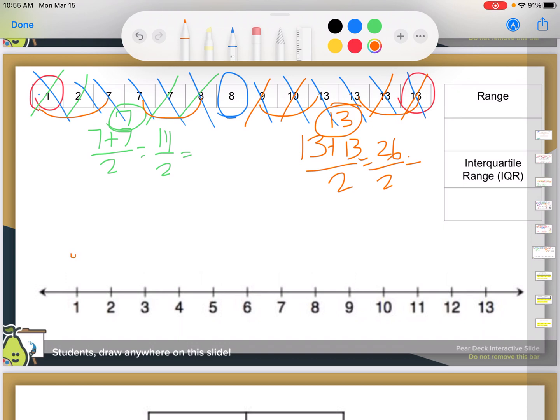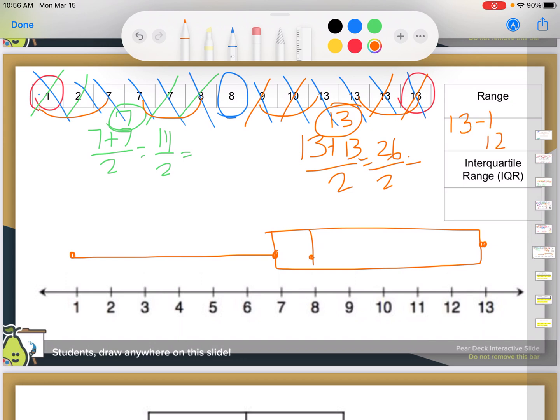So I'm going to plot my points. I have a 1, I have 7, I have 8, I have 13, and then 13 again. It's important to know that I'm going to have one whisker on this box and whisker plot, because my maximum and my third quartile are the same number. So my range is going to be 13 minus 1, and I get 12. My interquartile range is the box side, so that's going to be 13 minus 7, and I get 6.